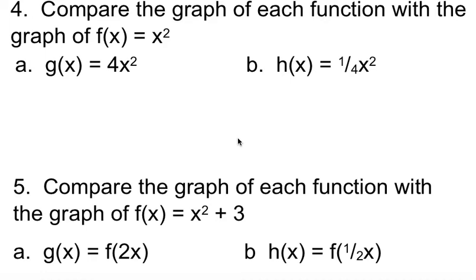Now we want to compare the graphs of each function with the graph of its parent. So in this case, we've got a parent function of f of x equals x squared. So we want to know what happens when we take g of x equals 4x squared. So basically the question is, what effect is this 4 having on the graph? Well, using what we just learned in our table, putting the 4 out there is going to result in a vertical stretch.